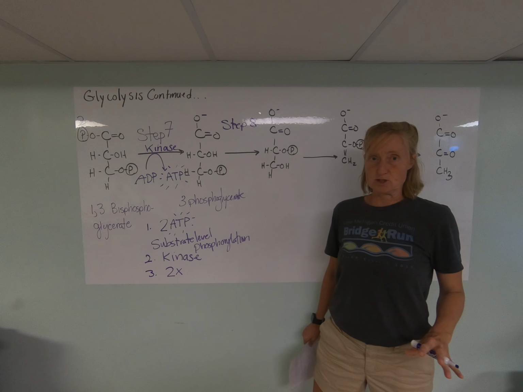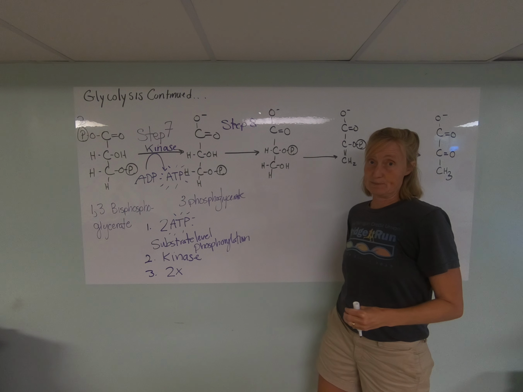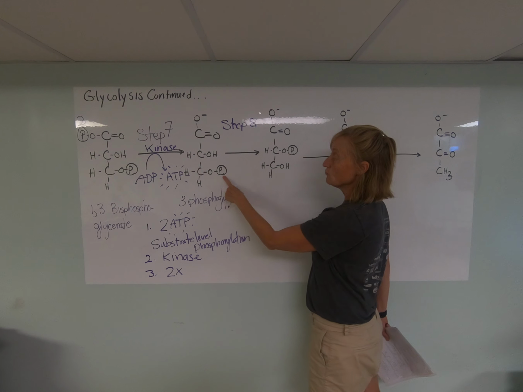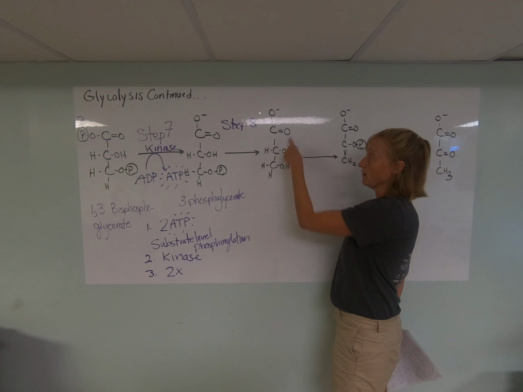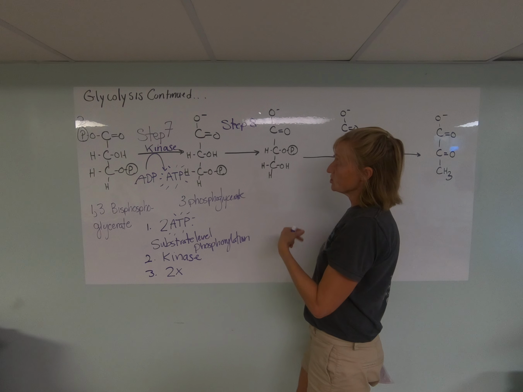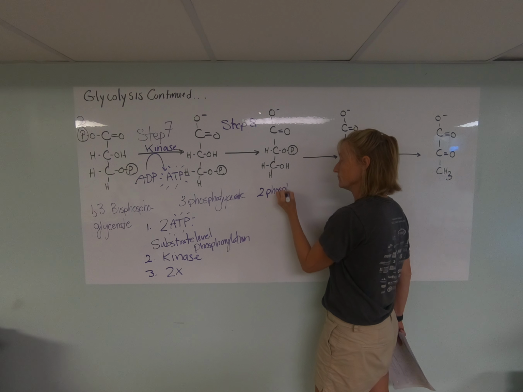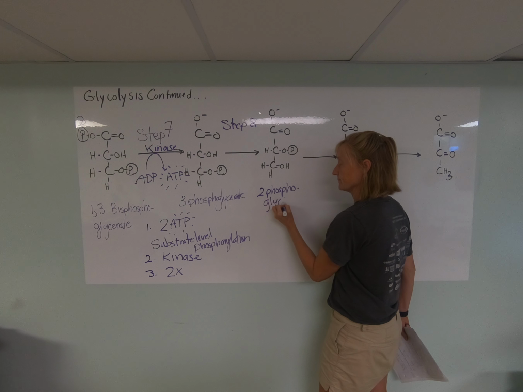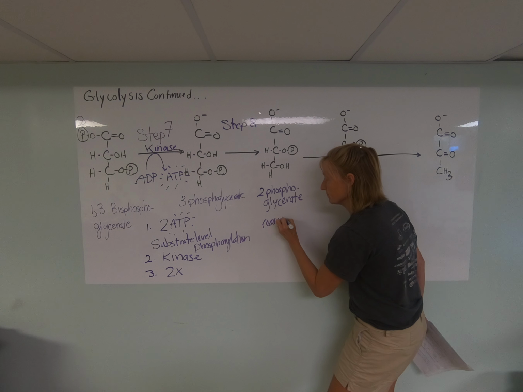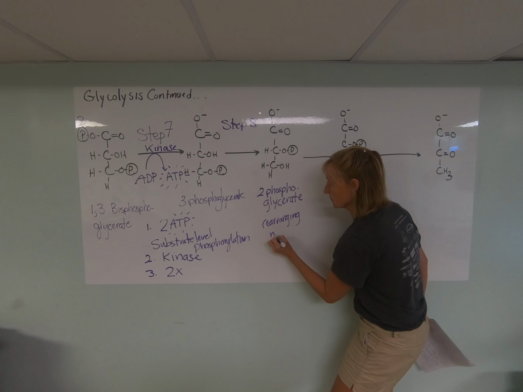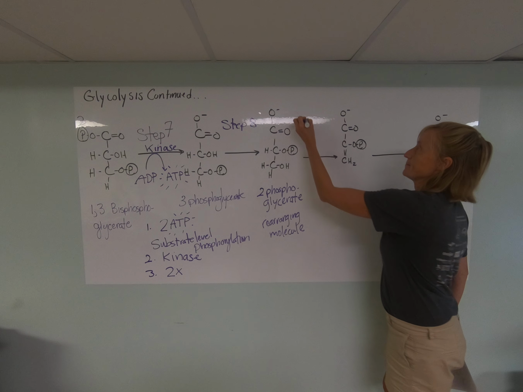Step 8 is a rearrangement step. What we're going to do in steps 8 and 9 is make our molecule very unstable. And in step 8, we move this phosphate from the third carbon to the second carbon of this molecule, right? So we convert 3-phosphoglycerate into 2-phosphoglycerate. Essentially, we are rearranging the molecule. That's what I'm going to write down in my notes. Rearranging the molecule. Step 9.